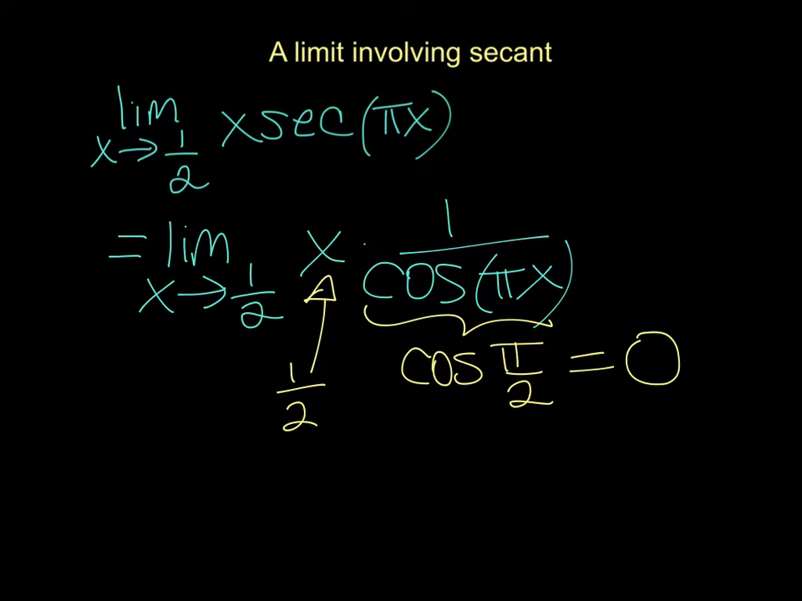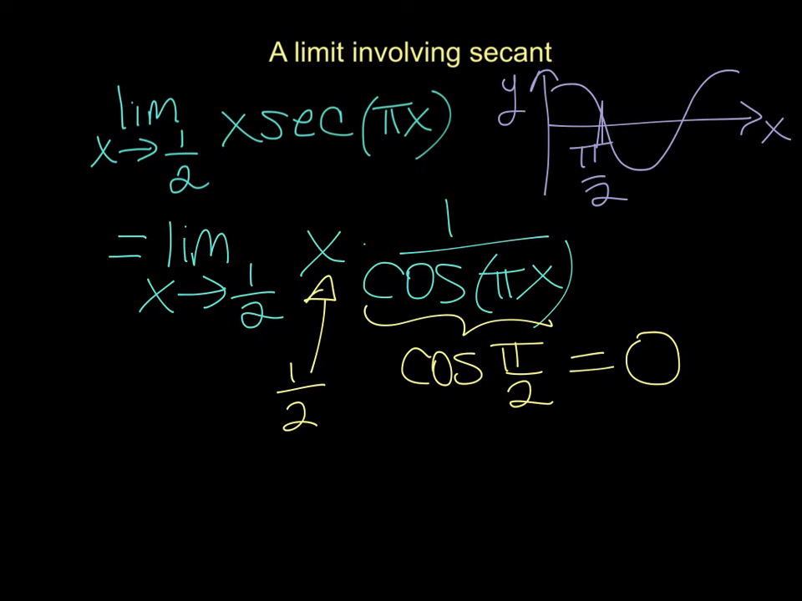Remember what the cosine graph looks like. Let me put it up here for you. Here's the cosine graph. There's pi over 2. So the cosine of pi over 2 is 0. 1 over 0 is undefined. So this limit does not exist.